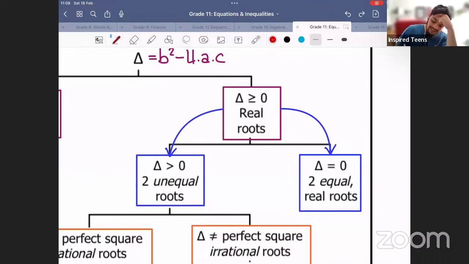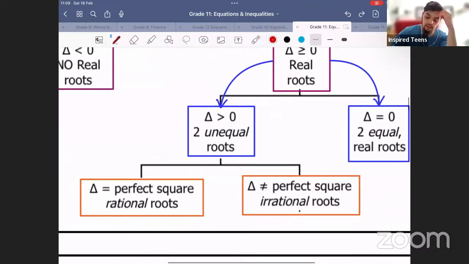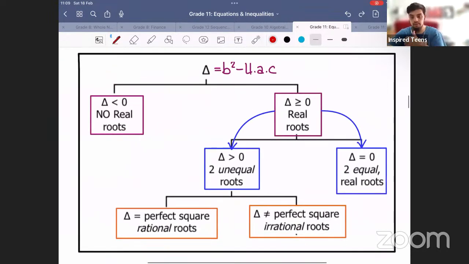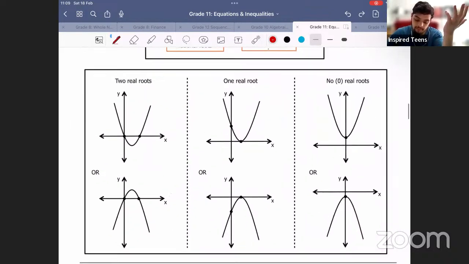When the b squared minus 4ac is greater than 0, there are two unequal roots, meaning they're not equal in value. One is 5, one is 7. However, when the b squared minus 4ac is equal to 0, that means there are two equal roots. So both are 5 or whatever it is. Then we further distinguish when it is greater than 0. If it is a perfect square, they are rational roots. Remember, we discussed what rational is. And when it is not a perfect square, they are irrational roots. So that is a basic diagram describing the roots. Cool. Let's move on in terms of diagrams.